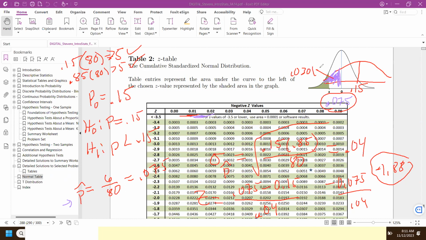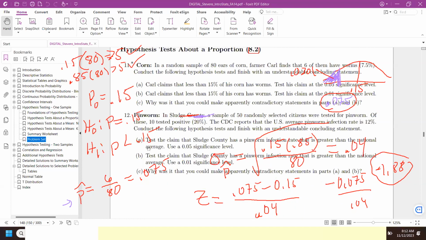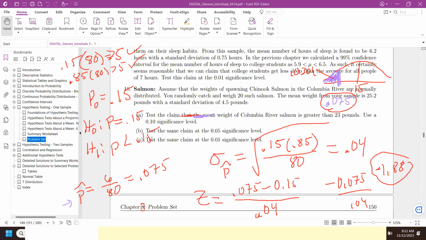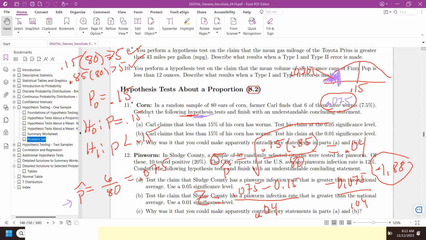Now let's check the level of significance. I think it's probably a 5% level of significance. That would make sense in this situation. Let's see, the problem set, it's down around page 50. It was right off the top because it was proportions. Test at the 5% level of significance. So we would reject H0 because that p-value is smaller than 0.05, and then we can get that conclusion: the data supports the claim that less than 15% of his corn has earworms.